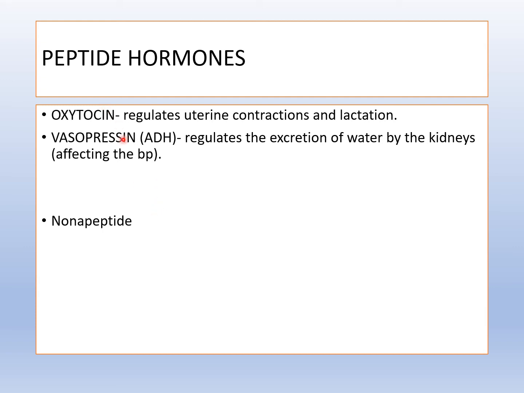These hormones, oxytocin and vasopressin, are known as nonapeptides, which means they are peptides composed of 9 amino acids. Nona means 9. There are 9 amino acids bonded together to form one peptide. So, it is a nonapeptide.